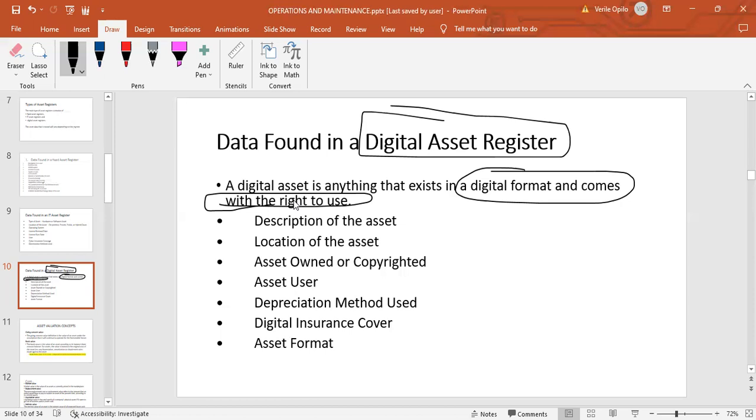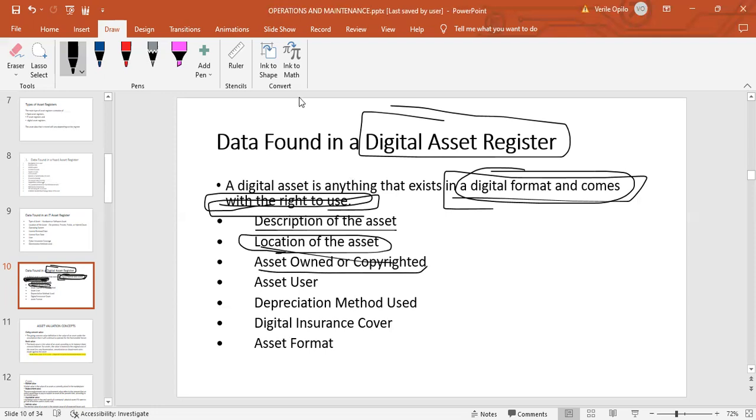So when you have digital assets in the company in whichever form, so long as it is anything that is in a digital format and comes with the right to use, we categorize those as digital assets. In this case, you're supposed to provide a description of the asset, and the location of the asset, where they are currently located within the organization.